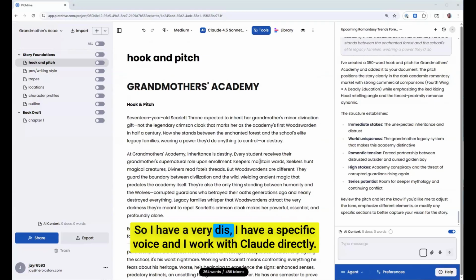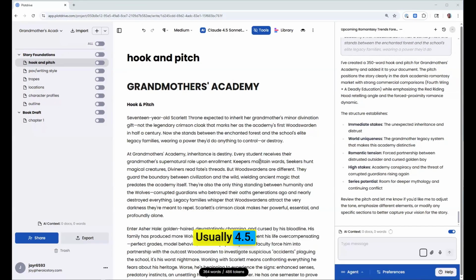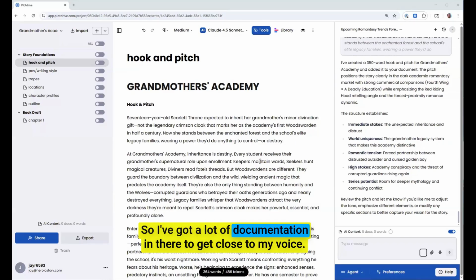So I have a specific voice and I work with Claude directly, usually 4.5. I've got a lot of documentation in there to get close to my voice, but I don't see a way, or it's not clear to me how you would do that.